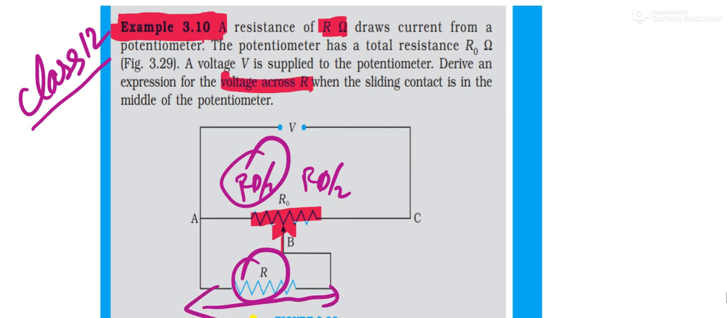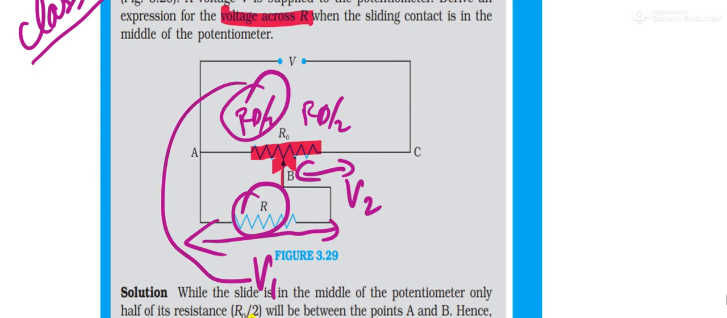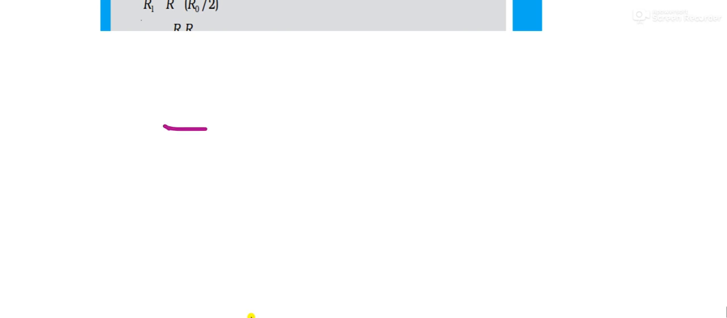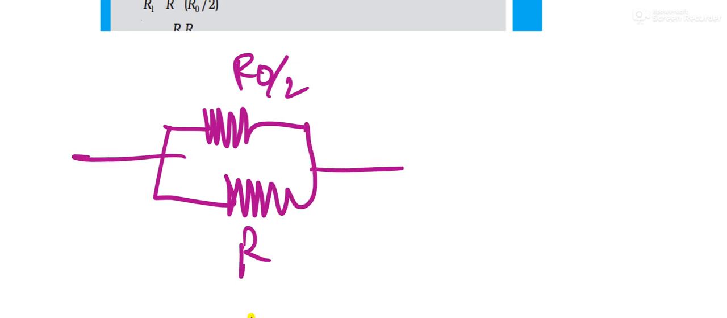This voltage I am taking as V1 voltage. This voltage I am taking as V2 voltage. Now first, for these two, you should find the total resistance because it's a parallel. So R naught by 2, then here we have R. This I am going to find first. These two are in parallel.